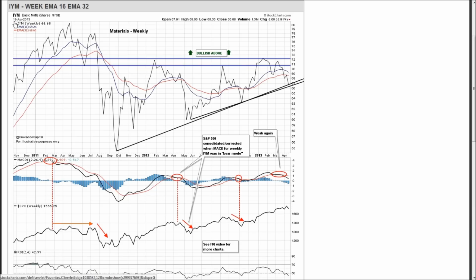This is a weekly chart of the basic materials ETF IYM, which is very similar to XLB. Point of the exercise, from a bullish perspective, we've held these weekly trend lines, so it's possible that we could see a bounce here. From a bearish perspective, we have for IYM on a weekly chart a bearish MACD cross here. This is the stock market consolidation correction. Bearish MACD cross for IYM, stocks go sideways to down. Bearish MACD cross, correction. We have a bearish MACD cross again for IYM weekly.